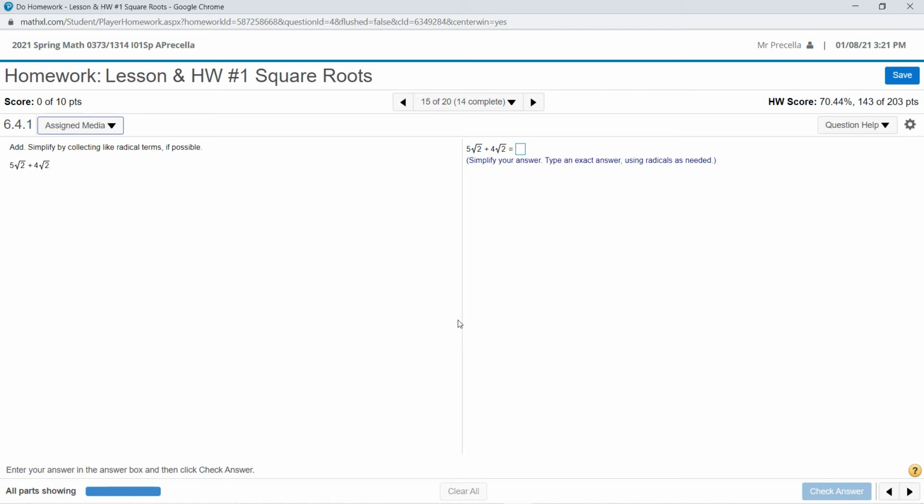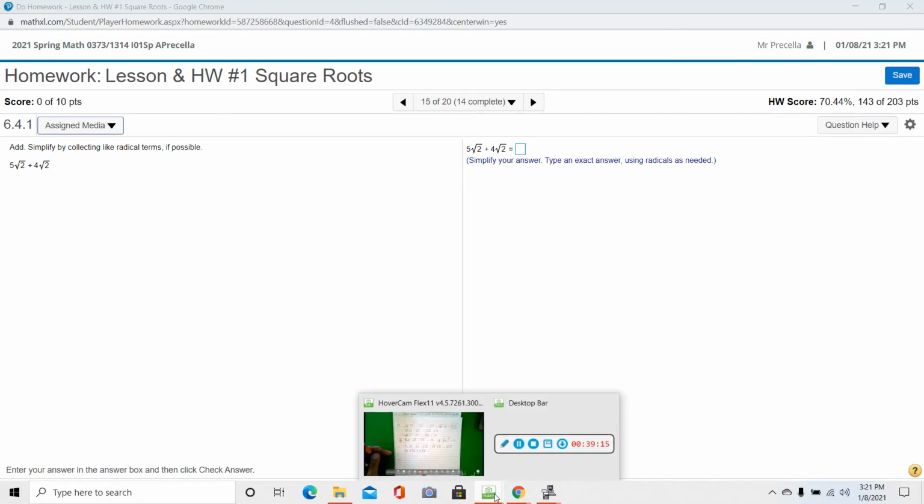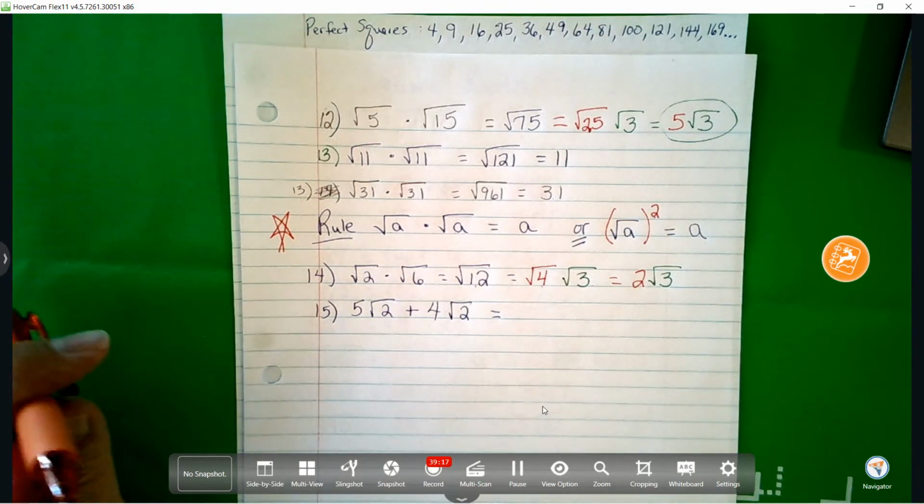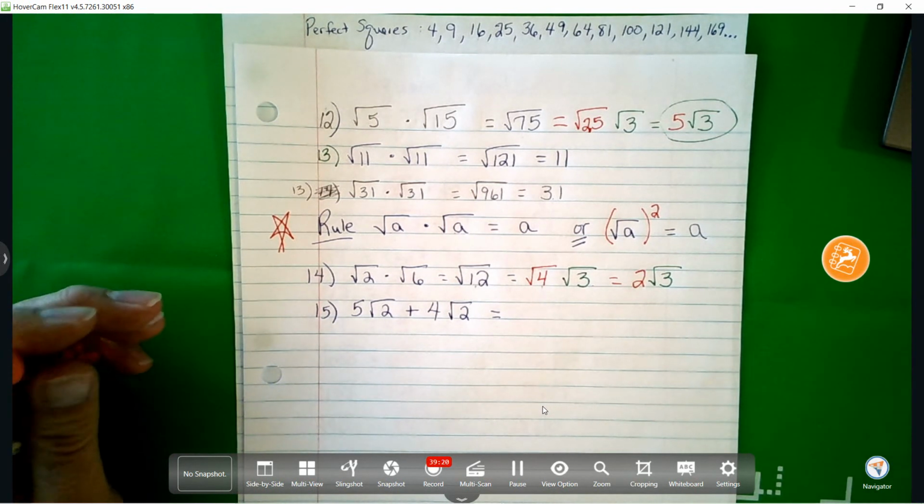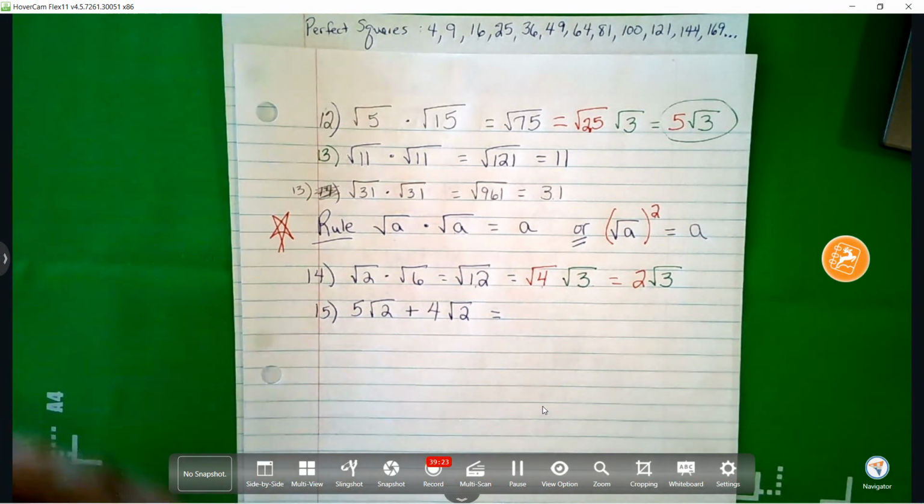Oh, number 15, we're adding 2 square root symbols. So how do we add square roots? That's what number 15 is going to demonstrate. We have 5 square root of 2 plus 4 square root of 2. In order to add square roots, you're going to combine like terms. There's a phrase from algebra that you hear all the time.